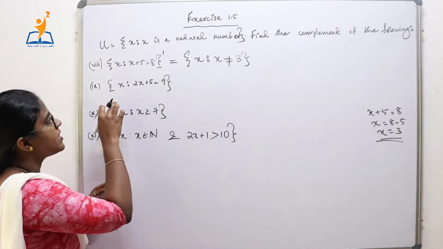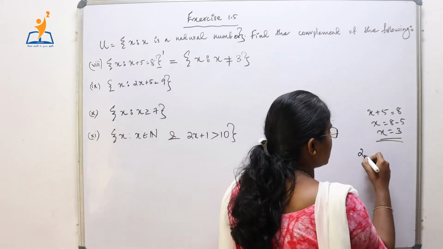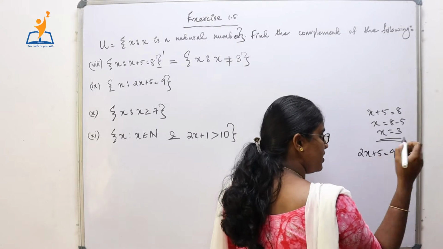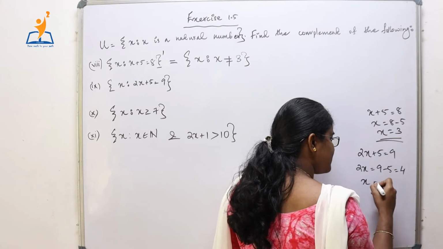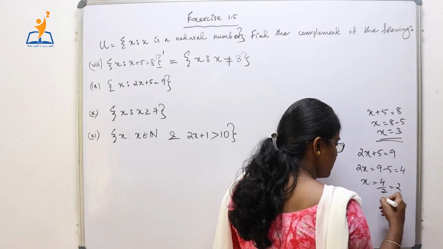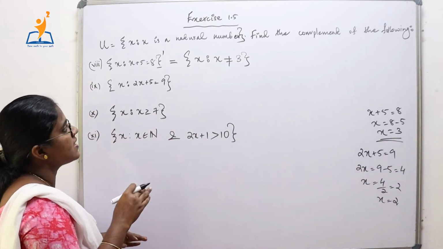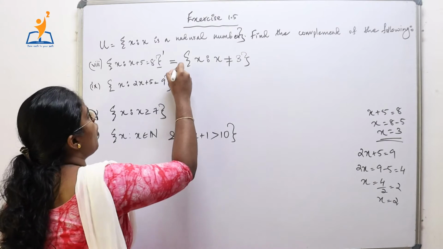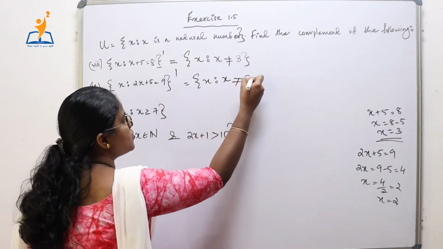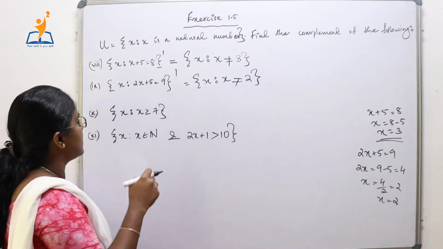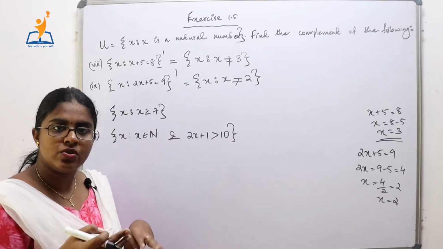answer. Now, we have the set of all x such that 2x plus 5 is equal to 9. So, we have 2x is equal to 9 minus 5, that is 4, and x is equal to 4 by 2, that is 2. So, the given set is the set of all x such that x is equal to 2. So, the complement will be the set of all x such that x is not equal to 2. That's the answer.